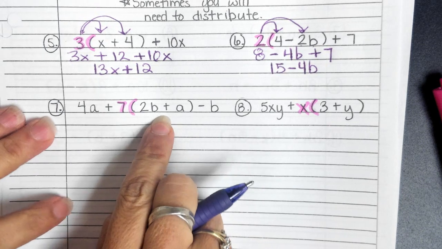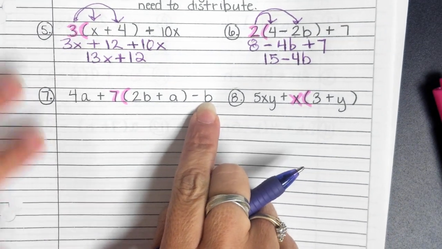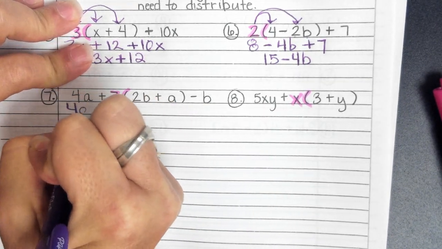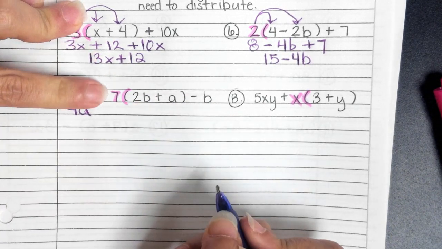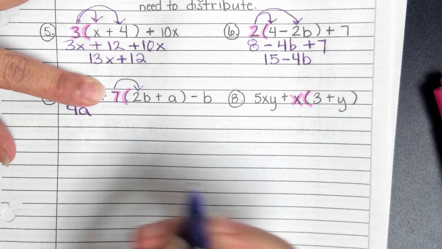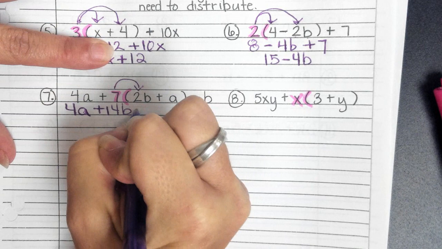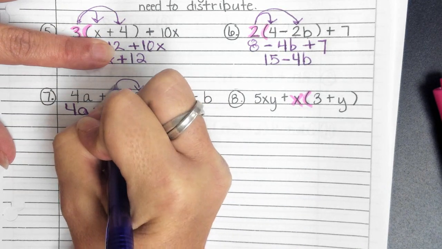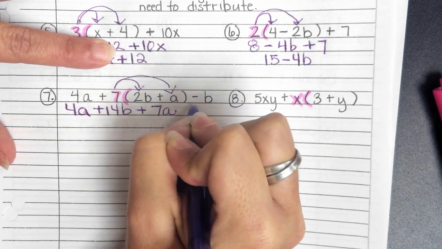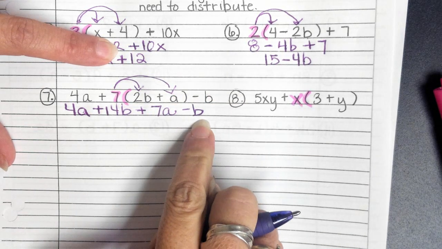So look at this one. This one has it in the middle, this distributive property. What I do is I usually just kind of work across. I'll bring this 4a down, because it's nothing yet. I'm going to get rid of this distributive property. 7 times 2b is 14b, plus 7 times a is 7a, and then I look, and this poor minus b is still hanging out down there. Okay?